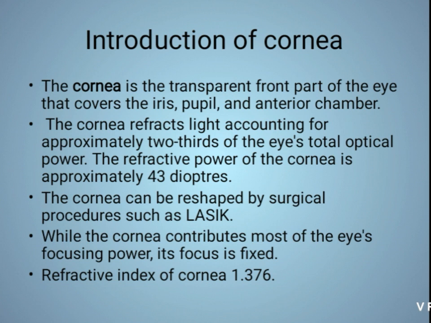While the cornea contributes most of the eye's focusing power, its focus is fixed. It means our lens has the power of accommodation, but our cornea doesn't. It can't change its power. It has a fixed power, and that is 43 diopters. Then the refractive index of the cornea: as it is a transparent structure, it has a refractive index of 1.376. Refractive index does not have any SI unit.